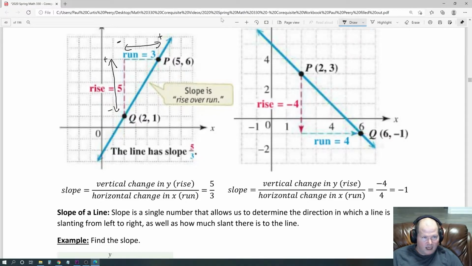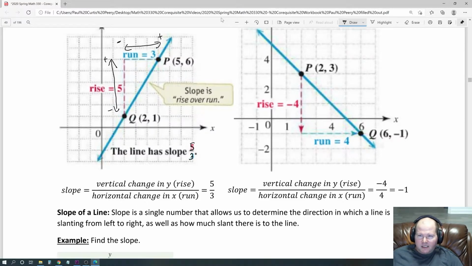Okay, so we're going to put the rise up and down over the run left to right. So since it rose 5, we have a 5 right here. Since it had 3 to the right, that's positive, that's where we got the 3 in the denominator, rise over run. Let's look at the other one.